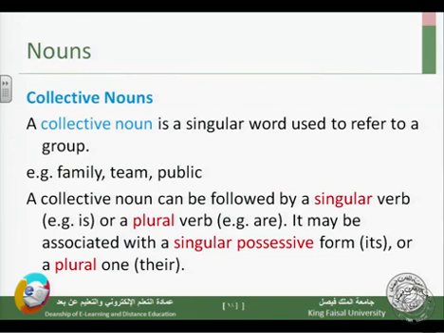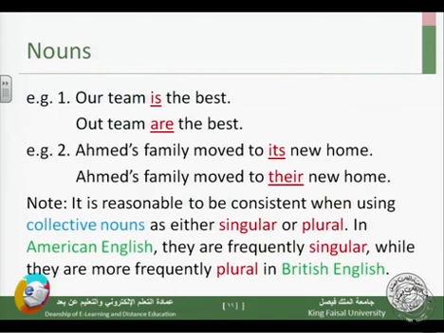A collective noun can be followed by a singular verb or a plural verb. So a singular verb like is or a plural verb like are can follow a collective noun. It may be associated with a singular possessive like its, or a plural possessive like their. So we'll see some examples of this here.